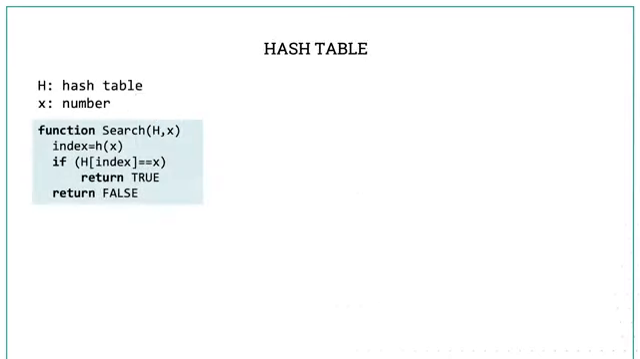Now that the numbers are stored in the hash table, searching for them is really fast. Here, you can see the pseudocode to search for number x in hash table h. We simply apply whichever hash function we are using to the number we are searching. In doing so, we obtain the index where this number should be stored in the hash table. If the number is found there, we return true. Otherwise, we return false.